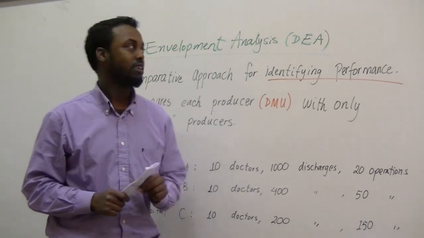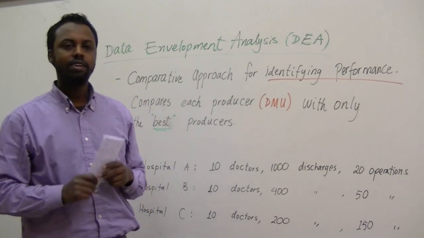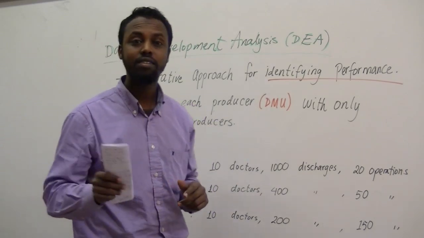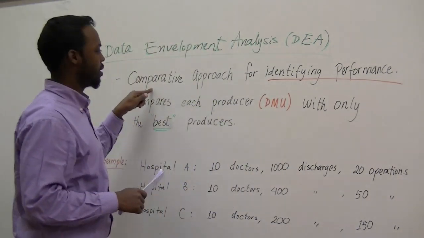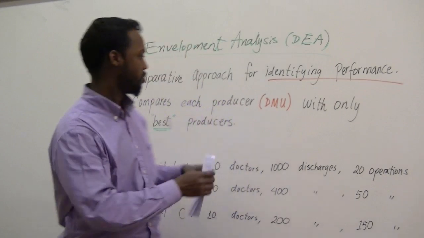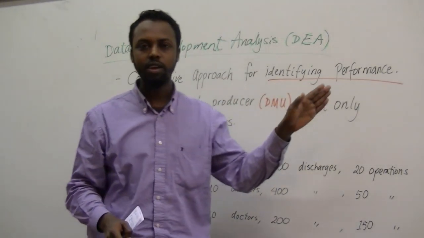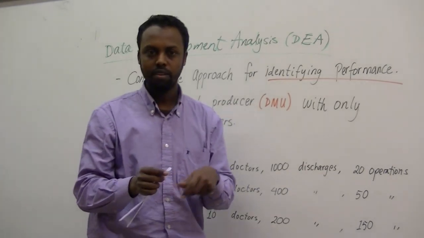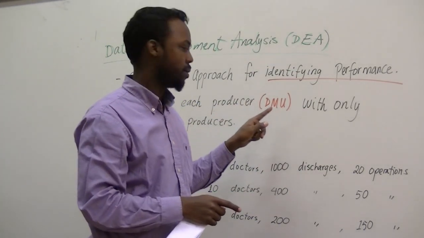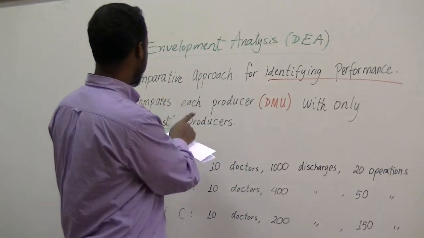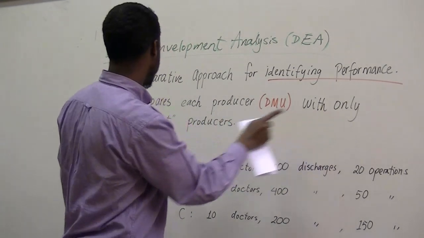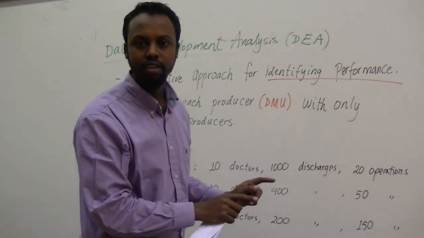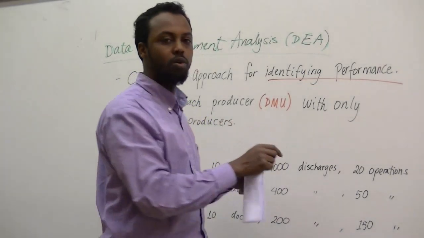Data Envelopment Analysis, or DEA, is a wonderful technique, one among several used to identify performance. It's a comparative approach for identifying the performance of producers. It compares each producer. In the DEA literature, producers are known as decision-making units, or DMU. So it compares each DMU with only the best producers. Notice this is a benchmarking of the DMUs with the best practice.